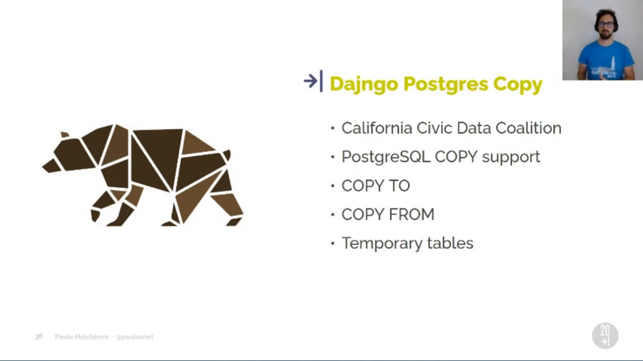The copy command moves data between tables and standard file system files. Copy to copies the content of tables or the results of a select query to a file. Copy from copies data from a file to a table, appending the data to whatever is in the table already. For more flexibility, Django PostgreSQL uses a temporary table that is automatically dropped at the end of the session.